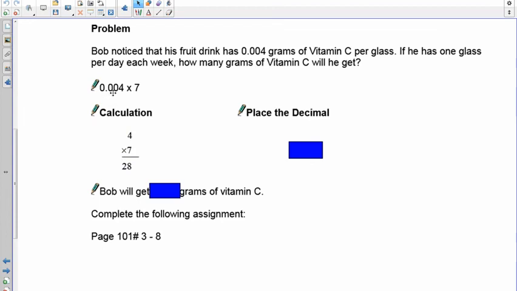All right, now you notice I've got 1, 2, 3 digits here to the right of the decimal. So I've got to have 3 digits to the right of the decimal in your product. So that means this is going to have to be 1, 2, 3. All right. So Bob will get 0.028 grams of vitamin C.